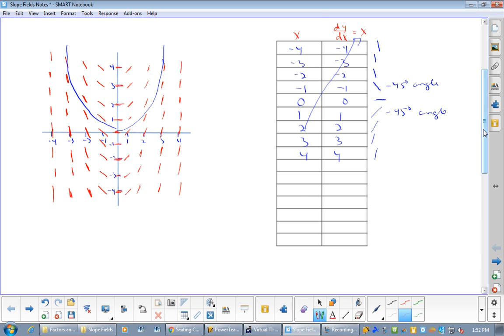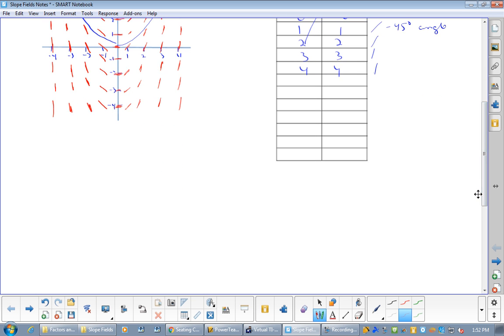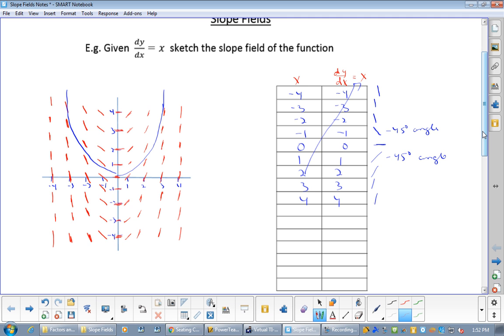which gives a sense that this might be a parabola, which we'll confirm later. If you do the integral of the slope x, so dy over dx equals x, if I did the integral of my slope, I should get back my original equation. So that would be 1/2 x squared plus c. So you see that that's a parabola, 1/2 x squared.